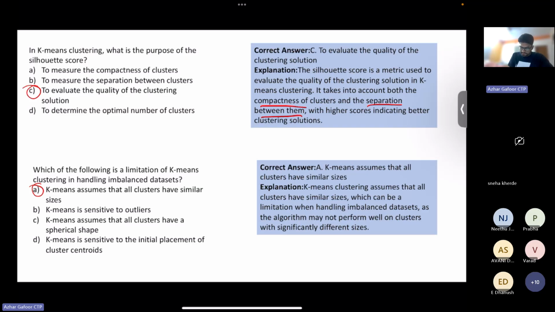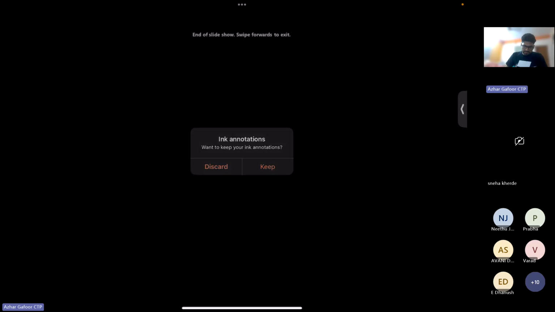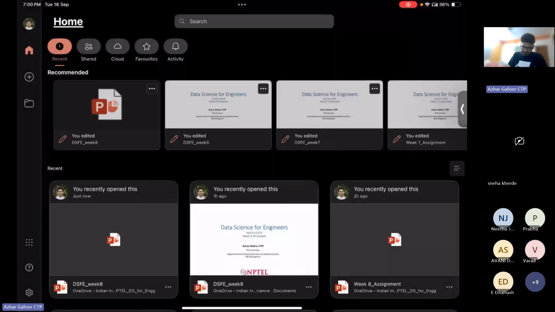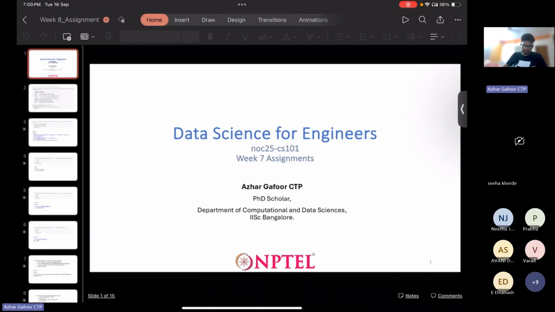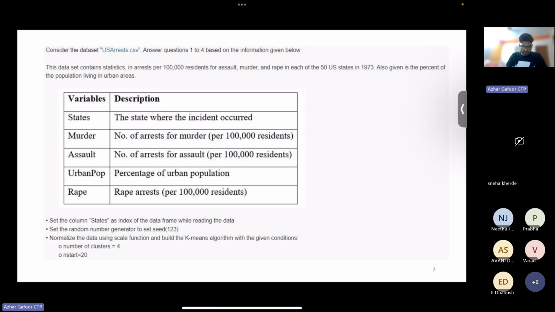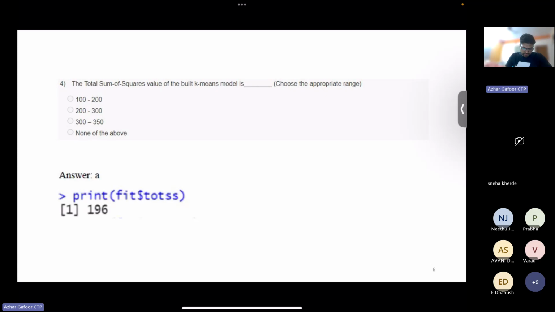All right. So we'll discuss some more problems. So for this, we will use the R Studio. So we'll discuss that later.